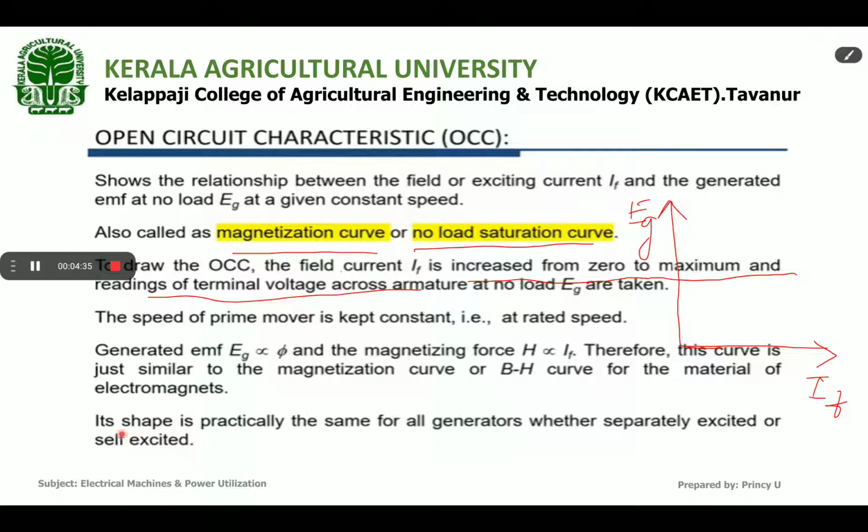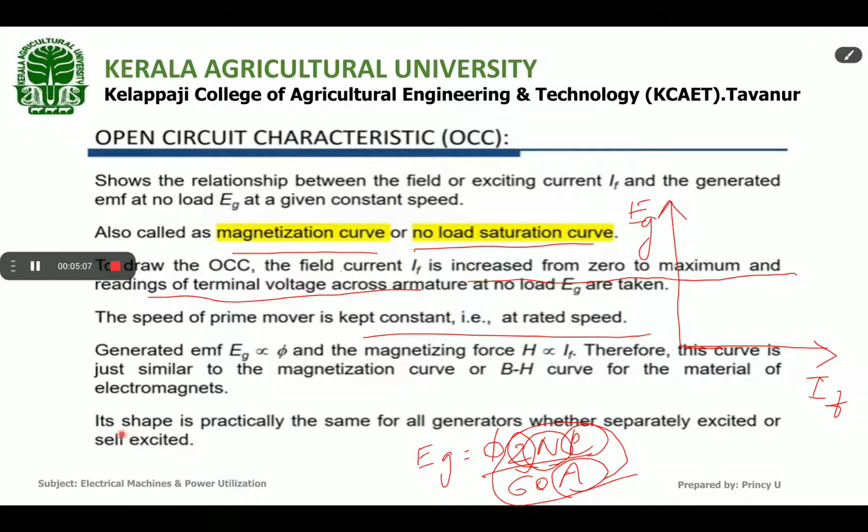The generated EMF is proportional to the field current. We know the equation EG equals phi ZNP by 60A. In this, the number of poles and the number of parallel path conductors are known, and the speed is also constant, because we are running the prime mover at constant speed. So all these components become constant. Now EG is proportional to what? Only the flux. If there is a change in flux, EG will change.